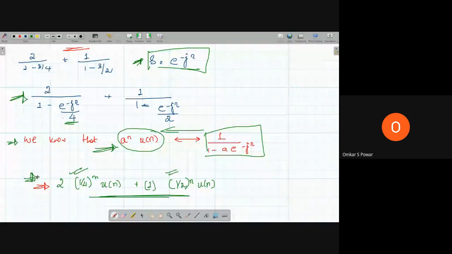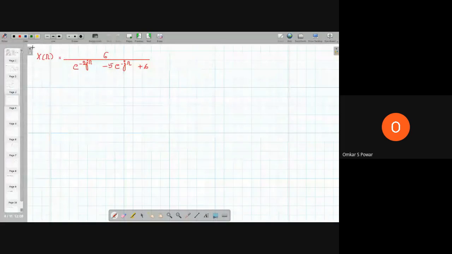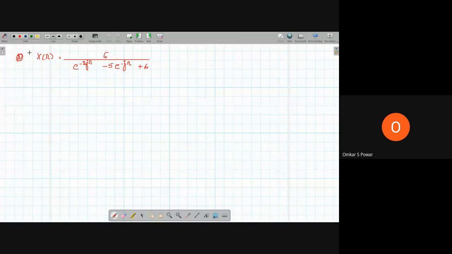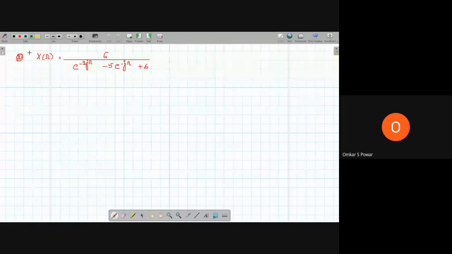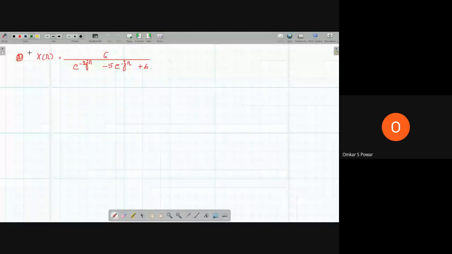Let me solve another problem so that we are comfortable with this one. X of omega is equal to 6 by (e power minus 2 j omega minus 5 e power minus j omega plus 6). So how can we solve this?